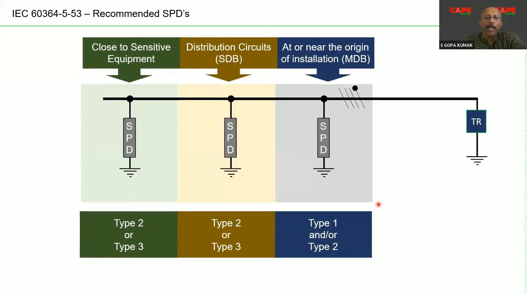Today, we will be looking at some of the criteria for the origin of installation. The origin of installation means the main distribution board: type 1 or type 2, what is the criteria? Plus, if it is a type 1 SPD, what is the current rating of the SPD? That will be explained in the next slides.